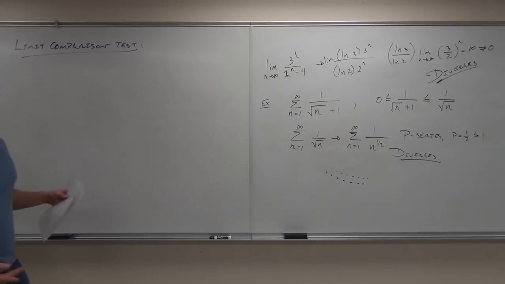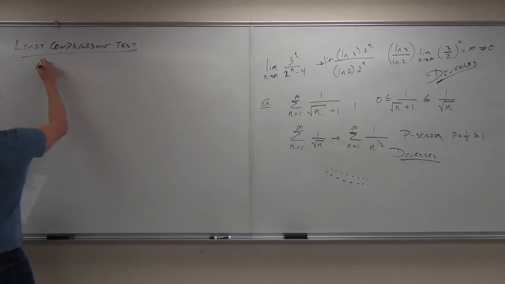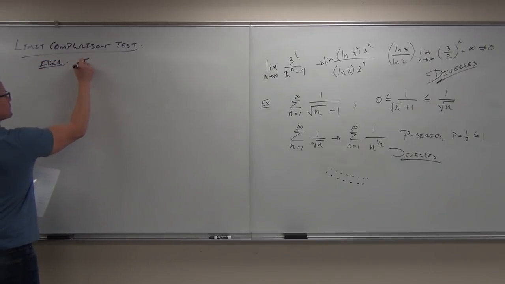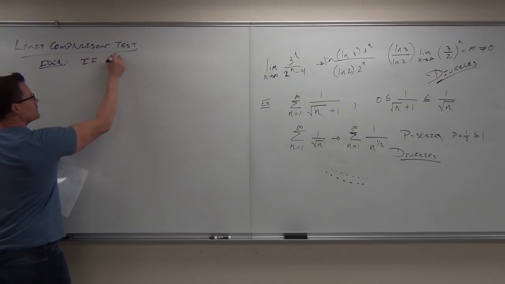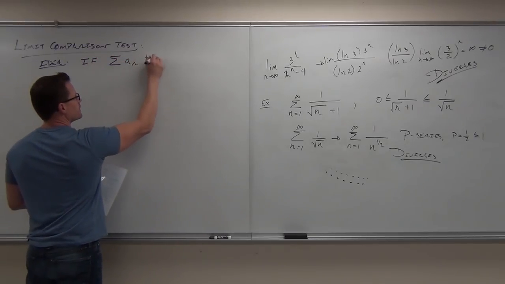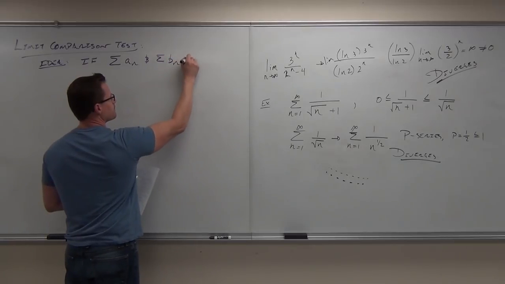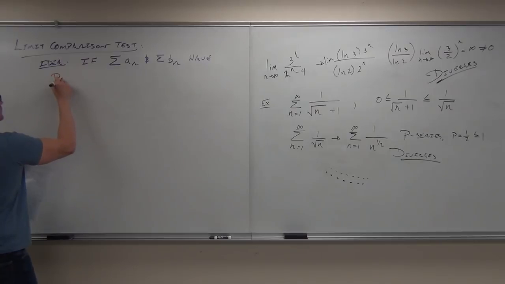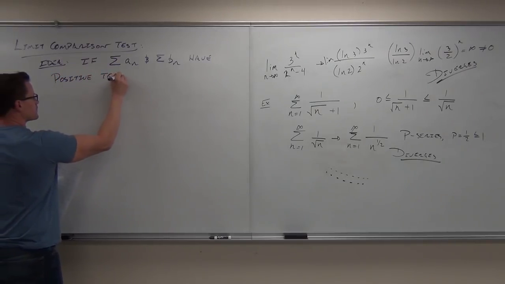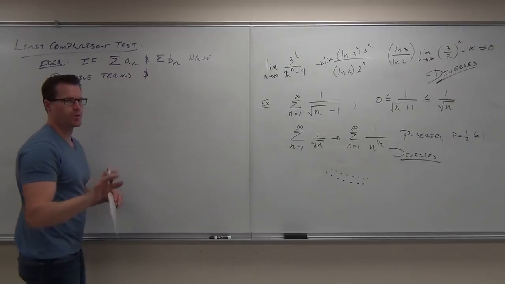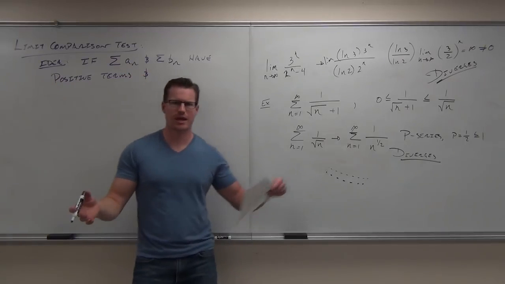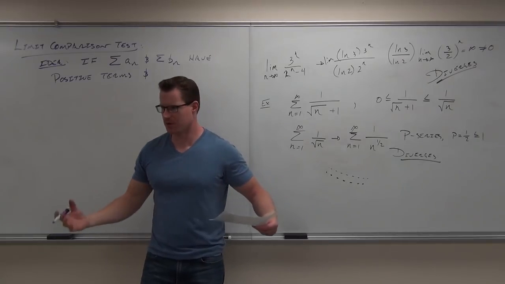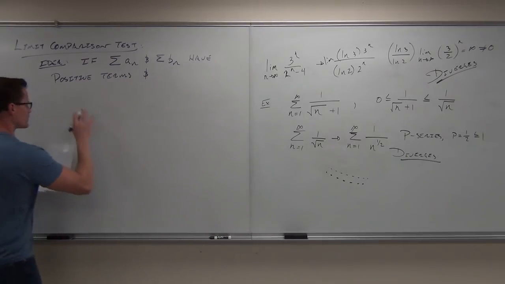Here's the idea for the limit comparison test. If the series of a sub n and the series of b sub n have all positive terms, and here's the big part, okay? So positive terms, we had that from before, right? That's for any of these comparison tests. They have to both have positive terms.